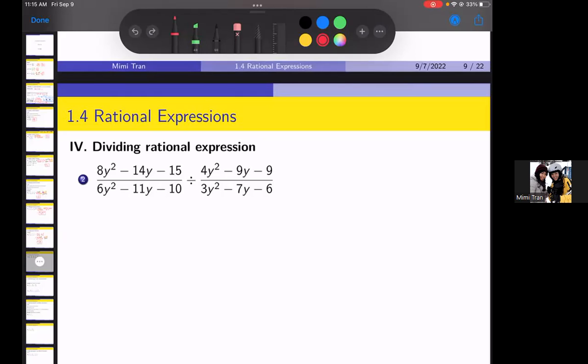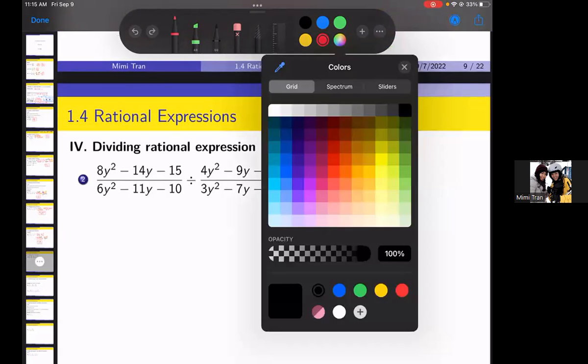Anyone got the first one? Factor? It's tough, but like I said, slow and steady will win the race, right? So AC method. Maybe I'll use blue.